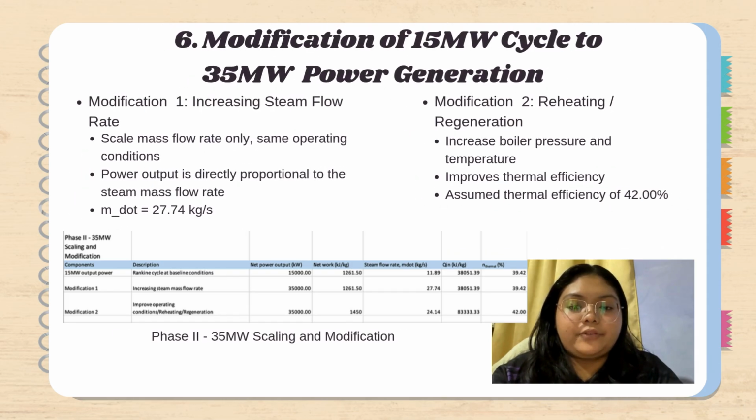Next, the modification of 15 MW to 35 MW power generation. There are two proposed modifications, and the first one is by increasing the steam mass flow rate through the Rankine cycle while maintaining the same operating conditions.